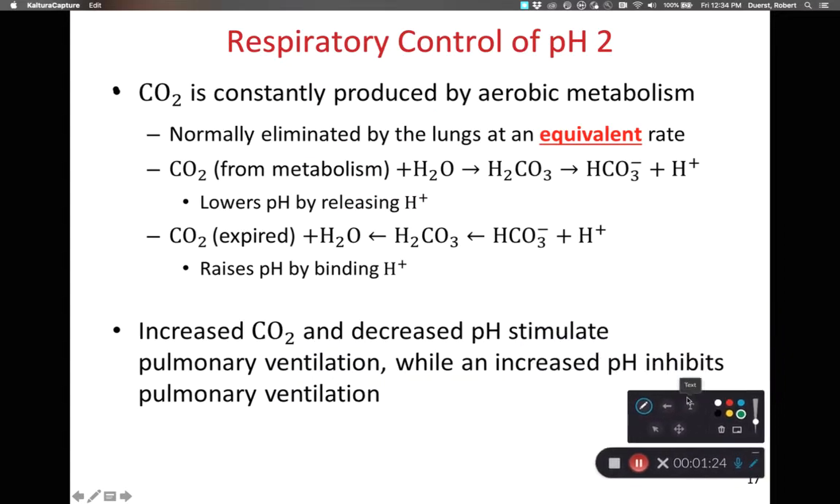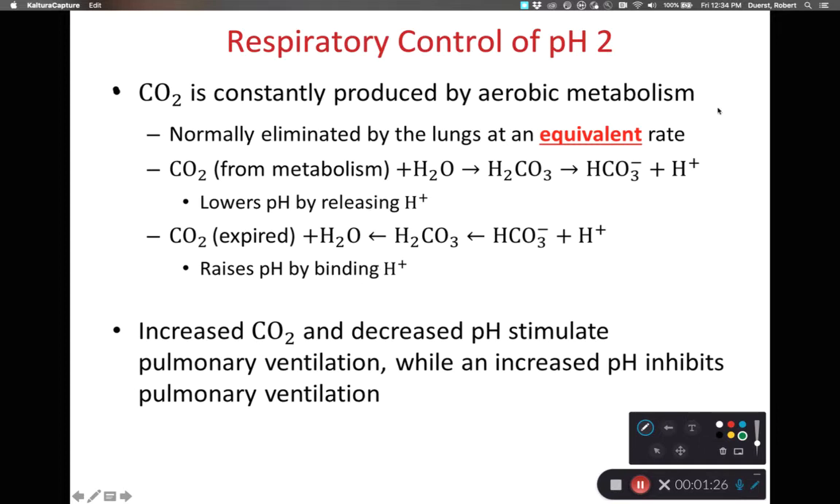As we look at carbon dioxide in our respiratory system, usually we are constantly making and eliminating carbon dioxide at the same rate. When we have aerobic metabolism, particularly the citric acid cycle and the electron transport chain, we're always going to be pumping out that carbon dioxide. And that carbon dioxide will be exhaled at an equivalent rate.